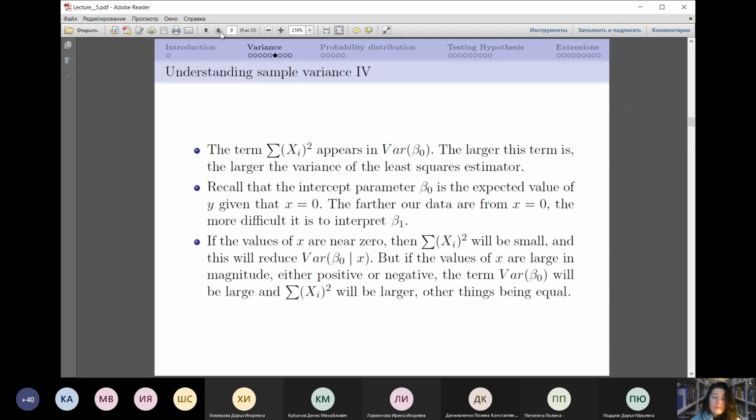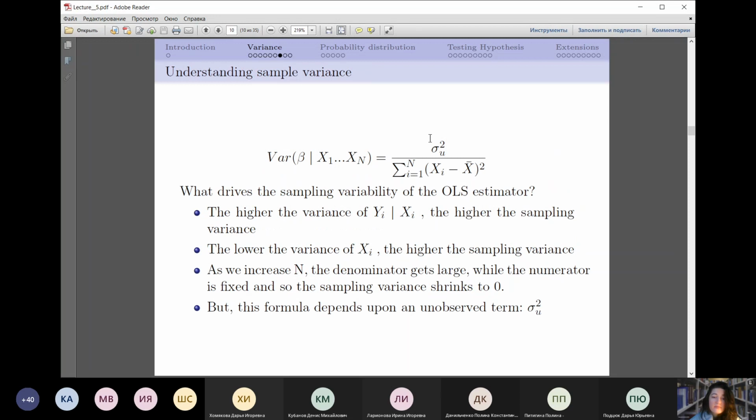And the last term in the formula, this term appears only in the variance of the intercept. This is the squared sum of x, and the larger this term, the larger the variance of the least squares estimator. So let's summarize. This is the formula that we will use when we want to obtain the variance of our slope. And the formula for the variance of the intercept you can find on the previous slide.